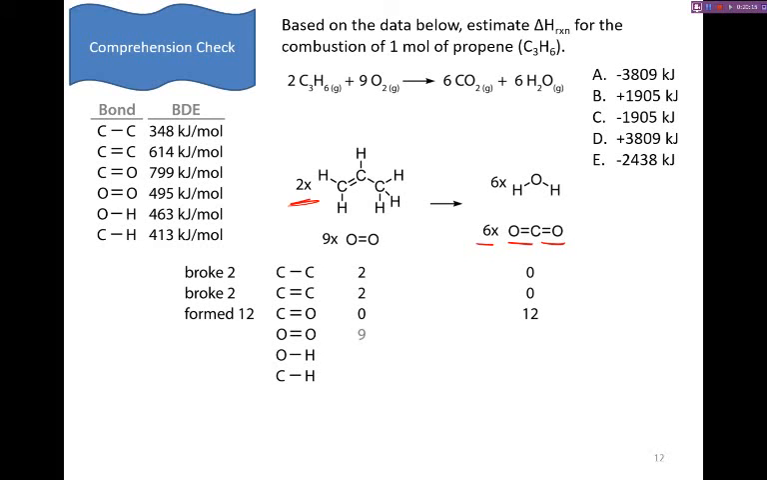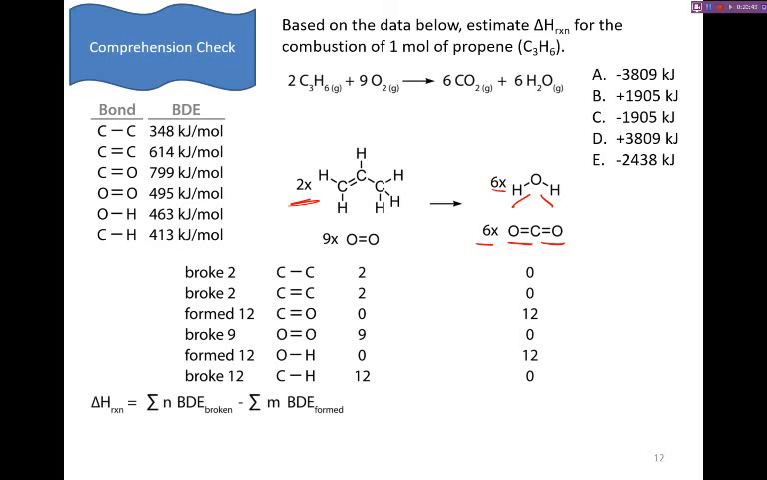Carbon-oxygen single bonds, we have 9 that are broken and none that are formed. Oxygen-hydrogen single bonds, there's none that are broken and 12 that are formed, 2 per water molecule and 6 water molecules. And then carbon-hydrogen single bonds, there are 12 that are broken, 6 within each propane, and none that are formed, for a net of 12 broken.